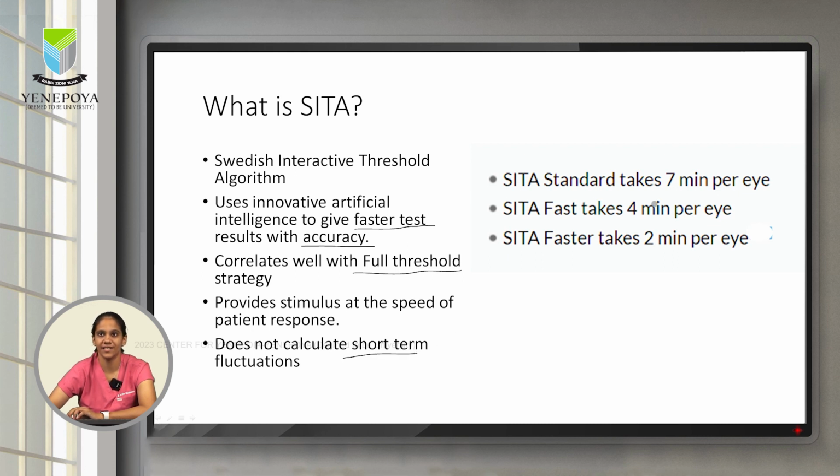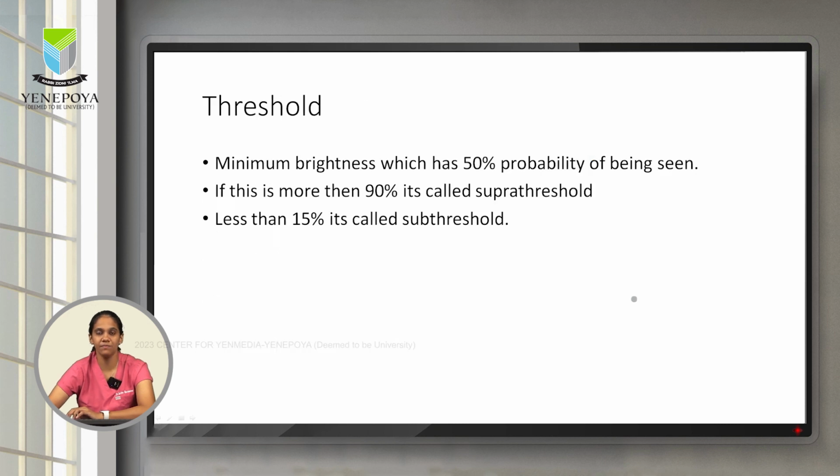So, the SITA Standard will take 7 minutes per eye, SITA Fast will take 4 minutes per eye, and SITA Faster will take 2 minutes per eye. I keep talking about something called a threshold. By this time you should be curious as to what a threshold means, right? So a threshold is the minimum brightness which has a 50% probability of being seen.